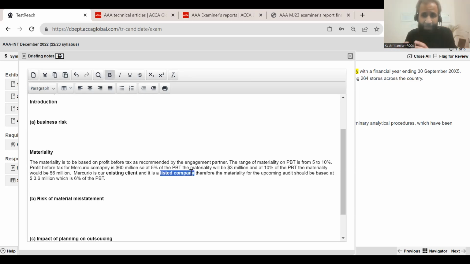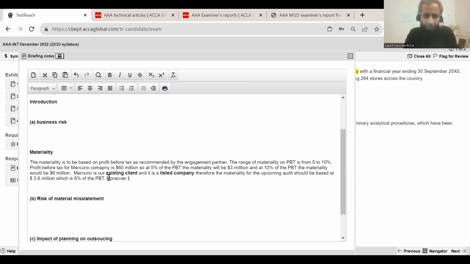So if it is a listed company, I cannot just increase my materiality very high immediately, as in like keep it at $5 million or $5.5 million. I should increase it gradually. And when you read the case, you will also come to know that there are a couple of risks which the company is facing. So also to consider the risks mentioned in lots of exhibits, I cannot just increase the materiality level very significantly. So being an existing client and a listed company, I would base my materiality at 6% of the profit, which is 3.6 million.